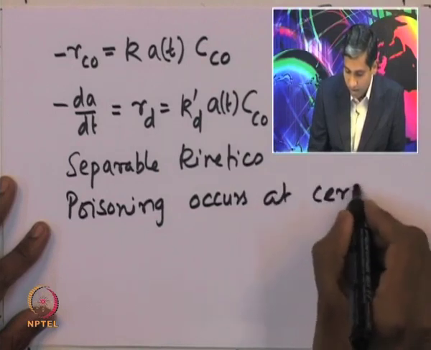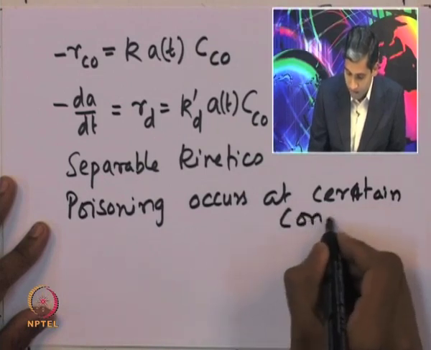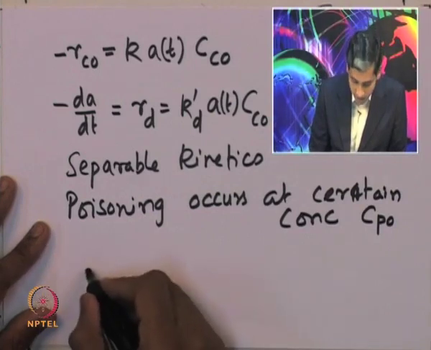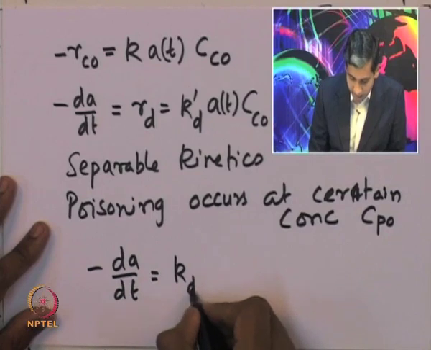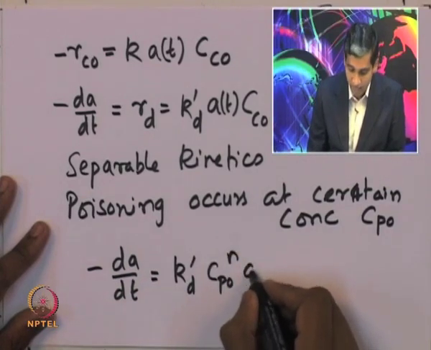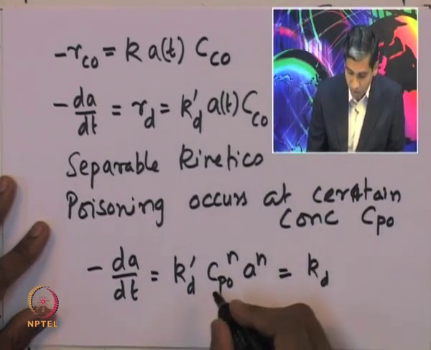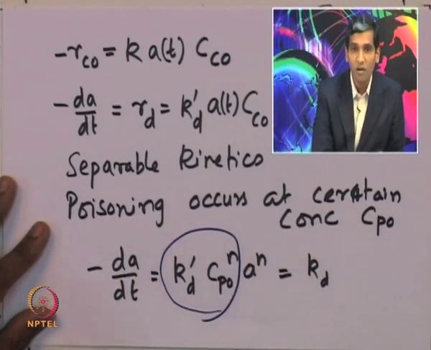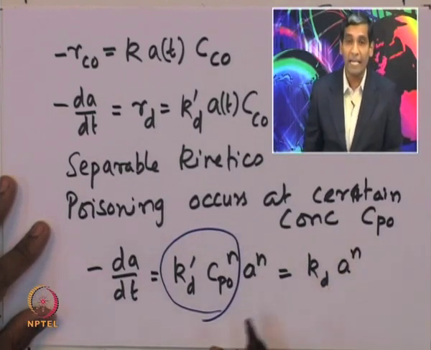at a certain concentration C_P0, then we can rewrite the decay rate law as dA by dt equal to K_d prime into C_P0 to the power of n into A to the power of n, and that is equal to some K_d. So, we can now club these two constants together into one constant multiplied in, that is equal to K_d into A to the power of n. Okay.